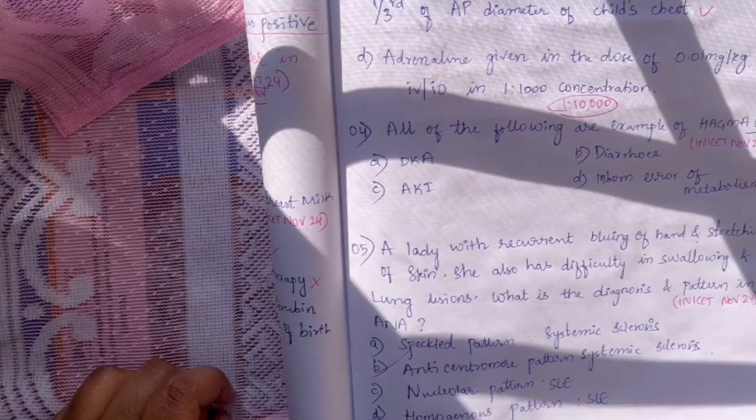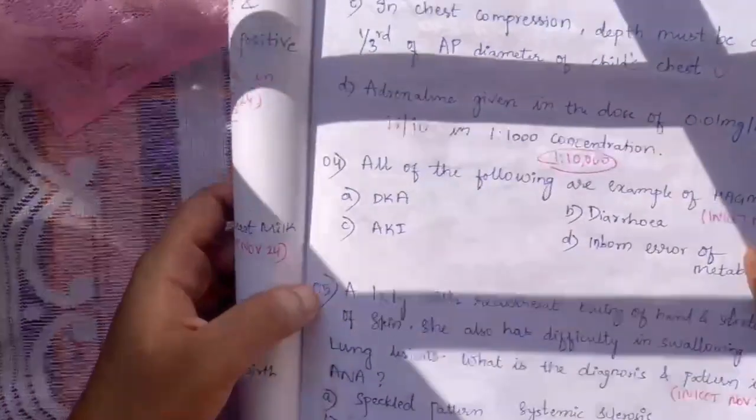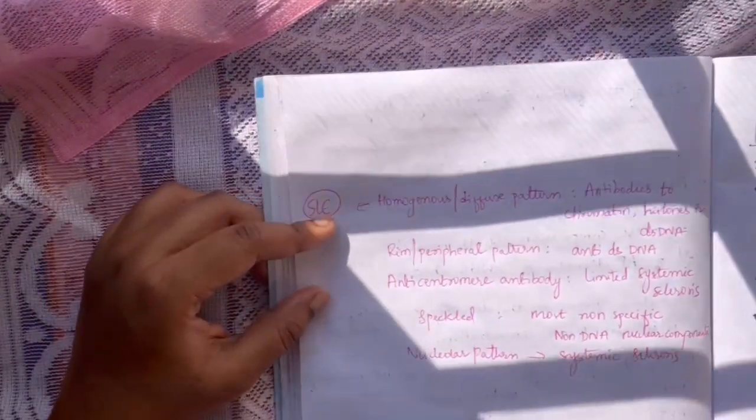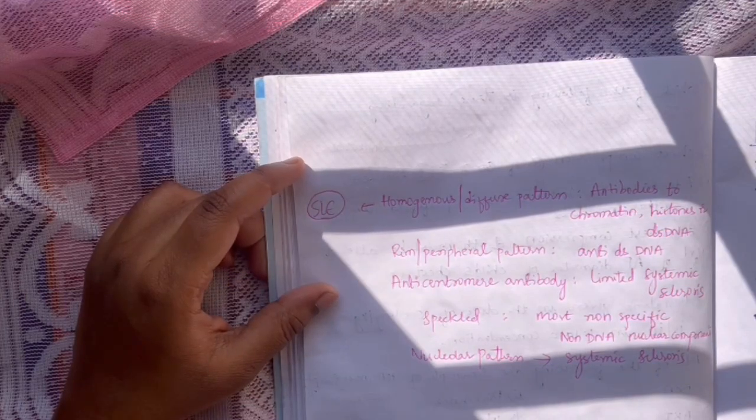I have pinned a beautiful video by Ranjit sir in the description, where you can watch that video and remember the 5 patterns of ANA, that is the anti-nuclear antibody patterns, because that's very important for the question, as it's also been asked in the INICET 2024, the question which you just saw.